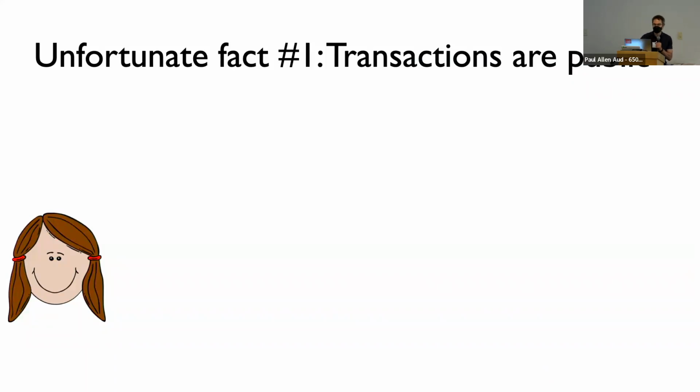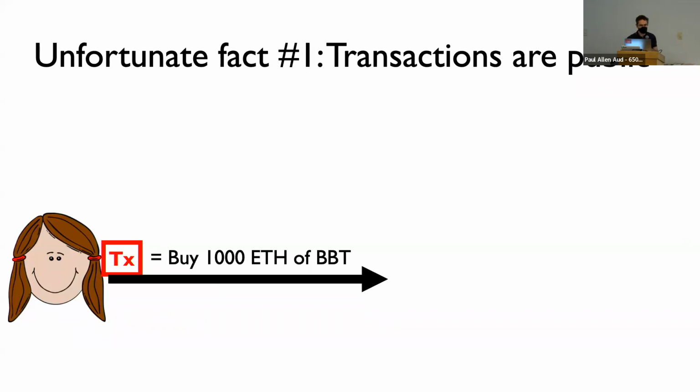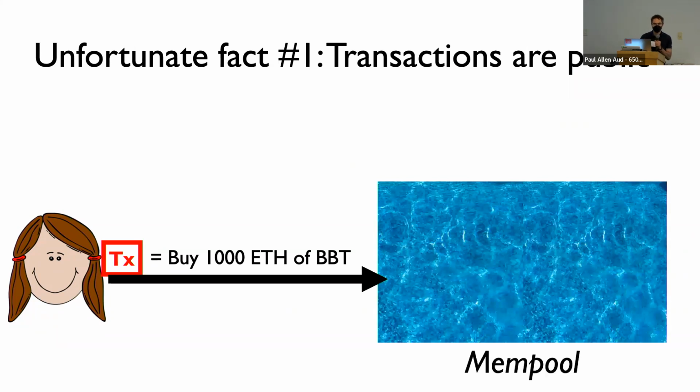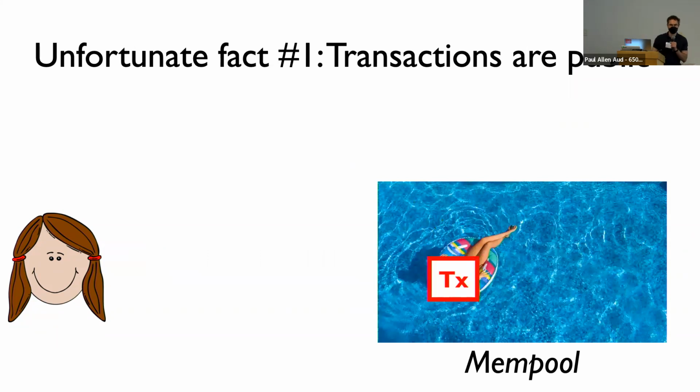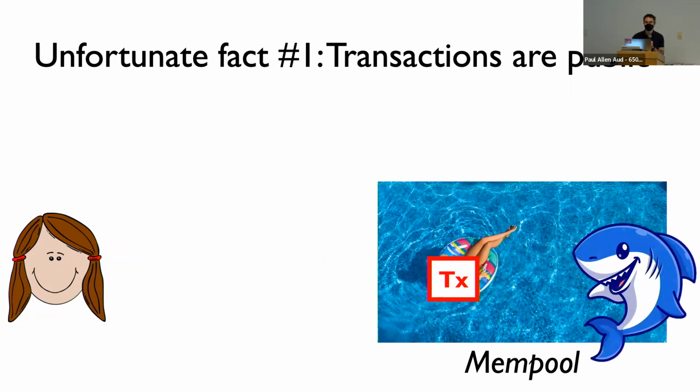If Alice wants to submit a transaction to buy some token, let's say Bob's bubble token, to a blockchain like Ethereum, she has to send it into a public mempool. Once it's in the mempool, it's visible to everyone, including those who may want to take advantage of it for dubious purposes. That's unfortunate fact number one.